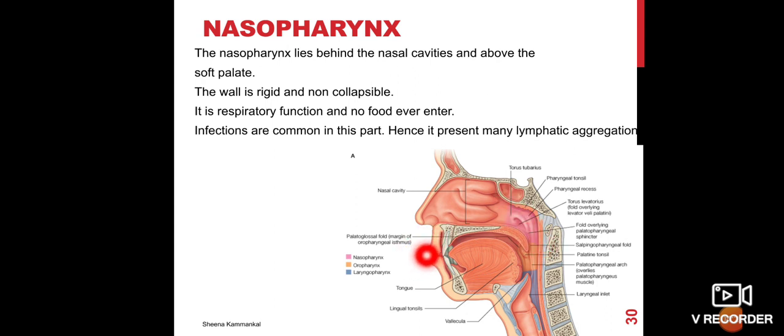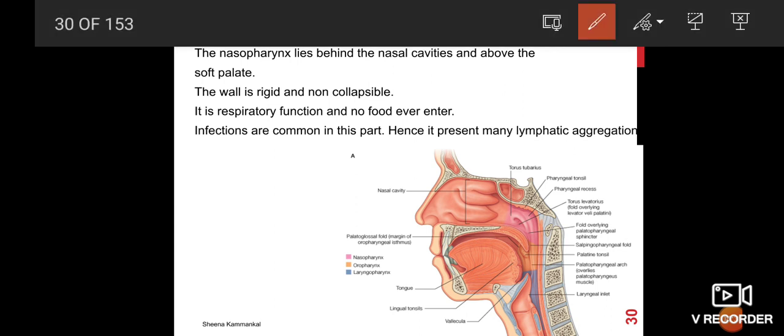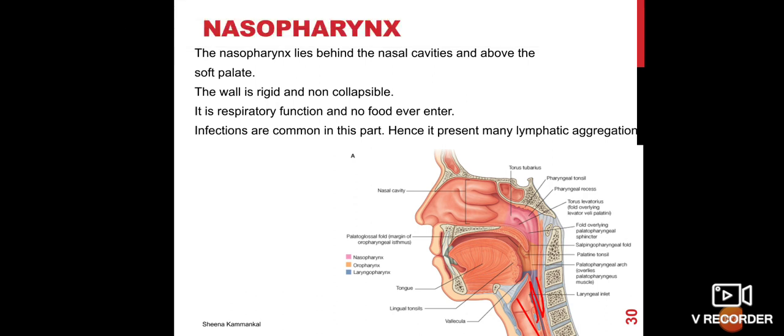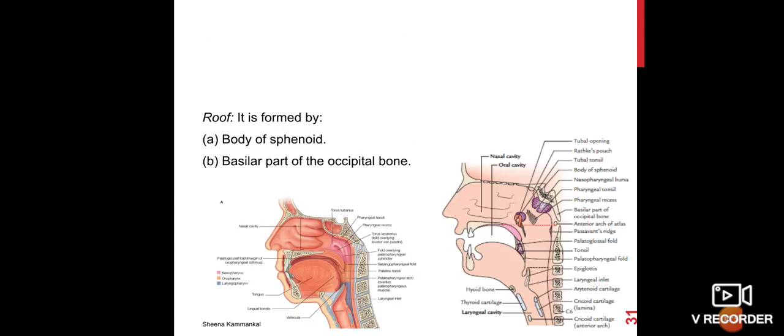Then you can see the mouth, this is the oral cavity, this is the oropharynx. This is the larynx, this is the laryngopharynx. In the nasal cavity and the nasopharynx, infections are more common. Hence there are many lymphatic aggregations. The nasopharynx has a collection of lymphatic follicles, and these lymphatic follicles are responsible for many types of infections.